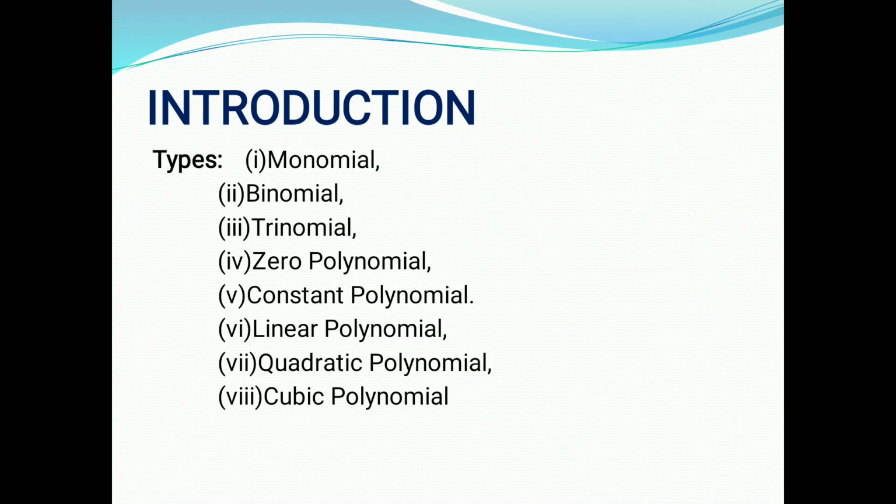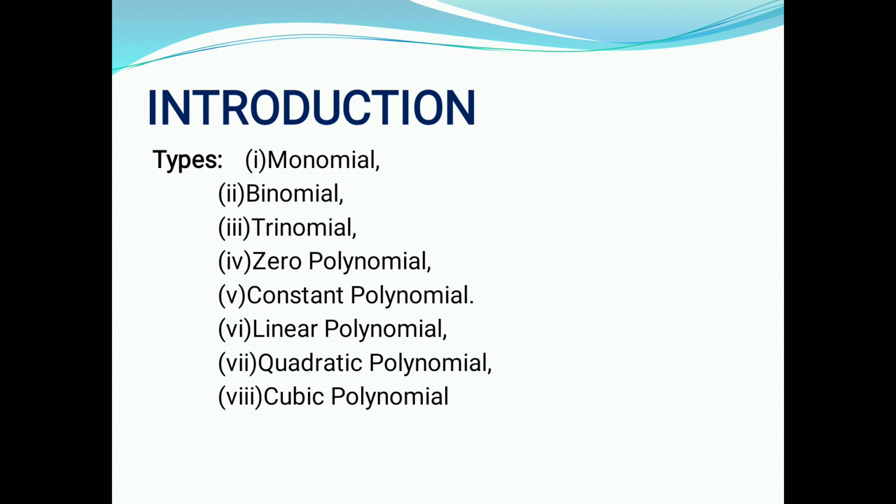So in the introduction, I have provided you with the types of polynomials. Number one is monomial. Mono stands for one. So a monomial is a polynomial which has only one term. For example, x square, or we can say y cube. Both are single terms, right? So we can say that both are monomials.